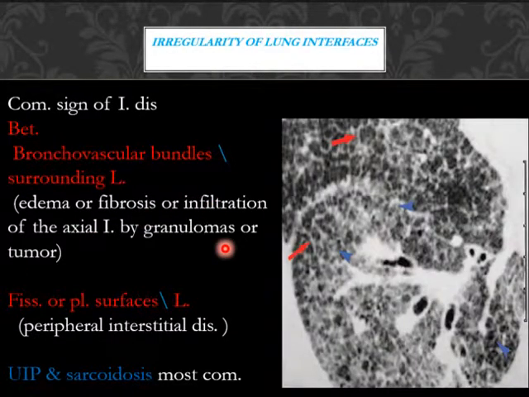Another sign is irregularity of the lung surfaces. It's a common sign of interstitial disease. It is either between the bronchovascular bundle and the surrounding lung, or between the fissure or pleural surface and the surrounding lung. It is commonly seen in usual interstitial pneumonitis and sarcoidosis. They are the most common cause. We see this is an interlobular septal line, thickened, and it is irregular, so it is between the bronchovascular bundle and the surrounding lung. And we say these are the intralobular lines, thickened.